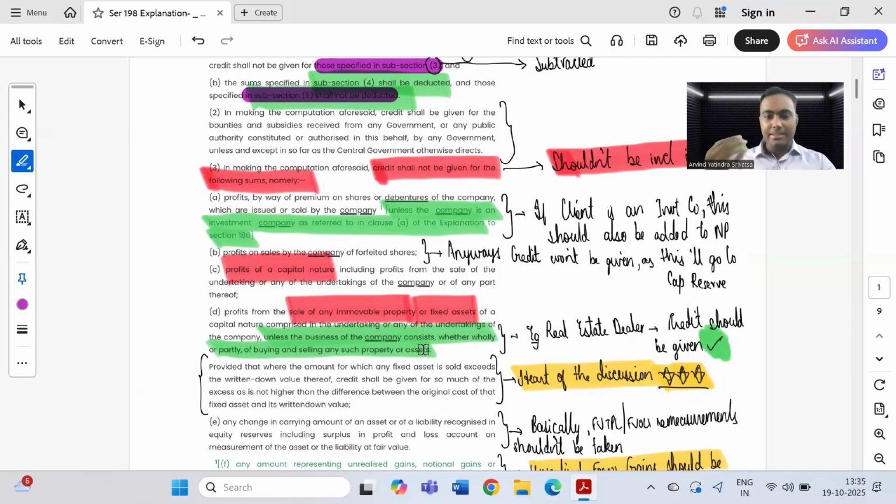But however, if the business of the company in itself is buying and selling the assets, like for example, a real estate dealer, you don't need to remove that from your profits in that case. That is what this is saying.